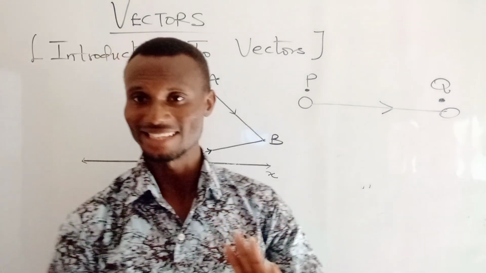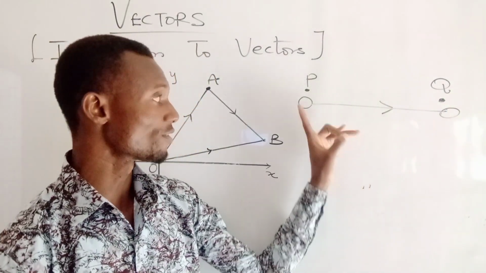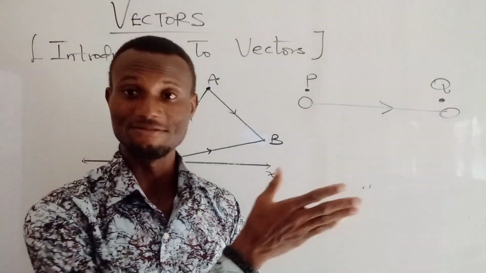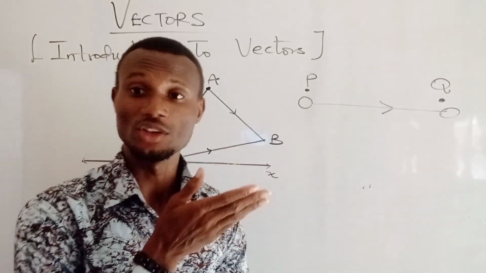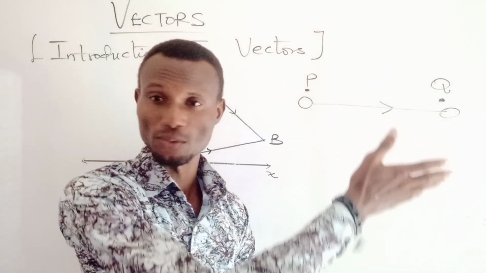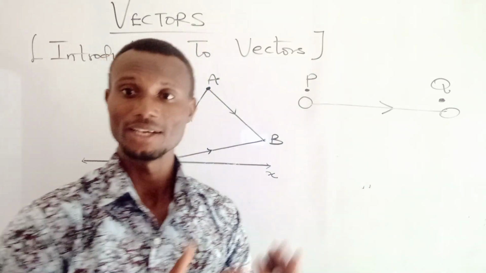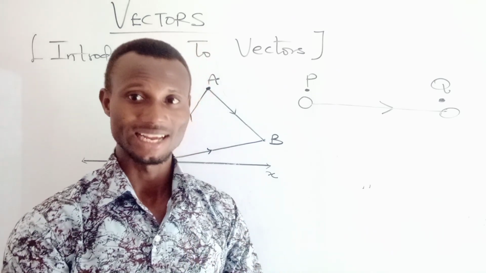I hope you understand up to this point. The direction of this vector is that it's moving from point P to point Q. That's the direction of the vector. So the direction of the vector is pointing towards what? Q. It's moving towards Q, and we use an arrow to represent the movement or the direction. I hope the explanation is clear up to this point.